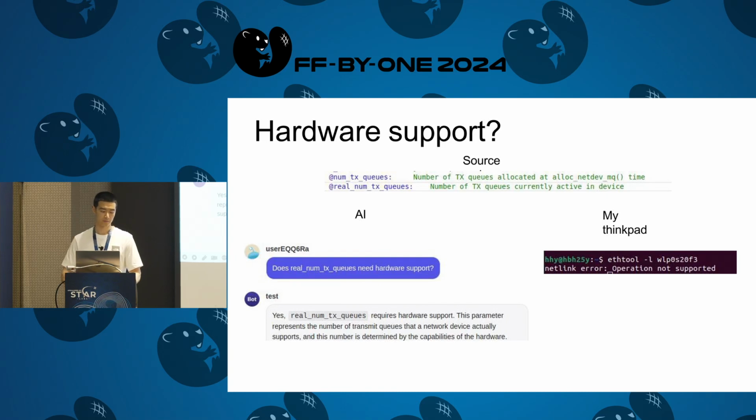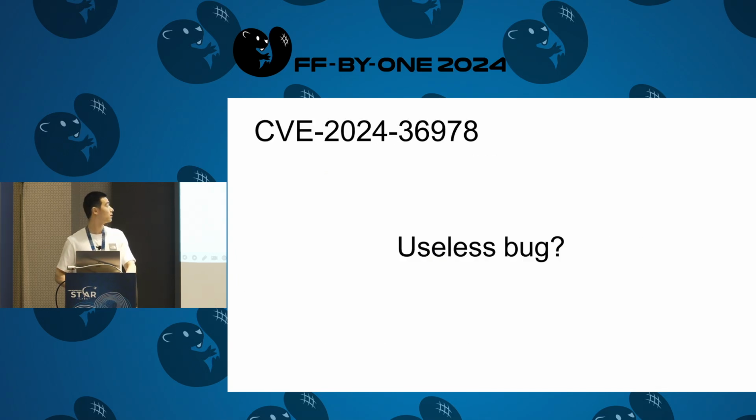But first, we need to figure out what number TX queues and the real number TX queues are. After I checked the source code, asked AI, and tried it on my own network card, I found this requires hardware support. So this is a useless path.